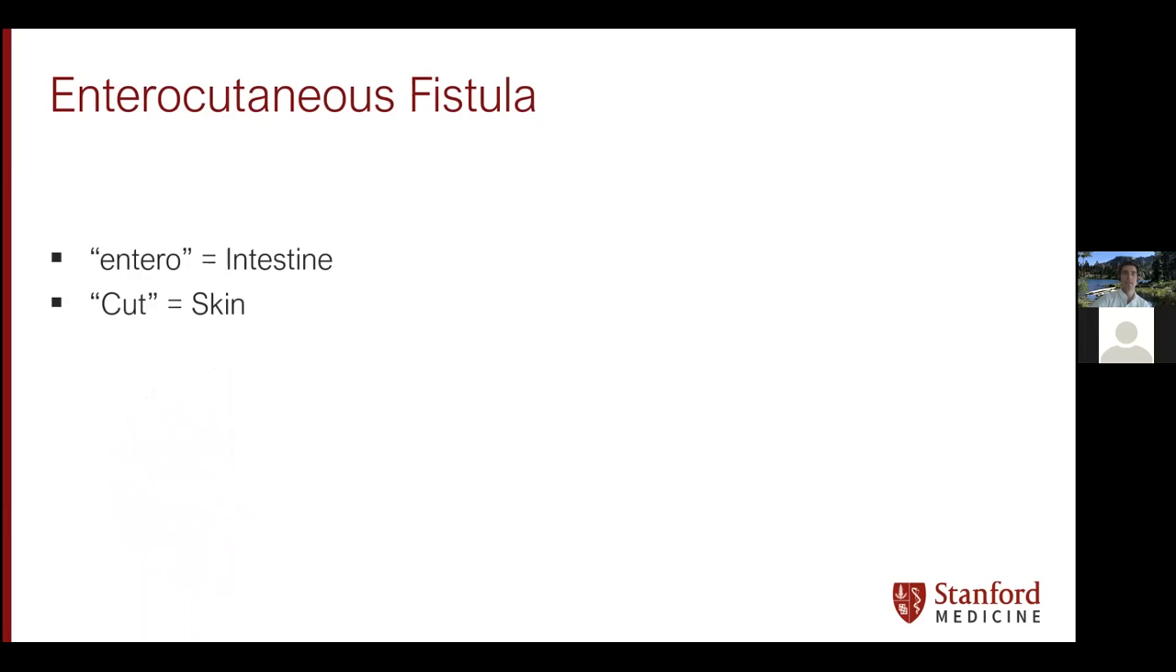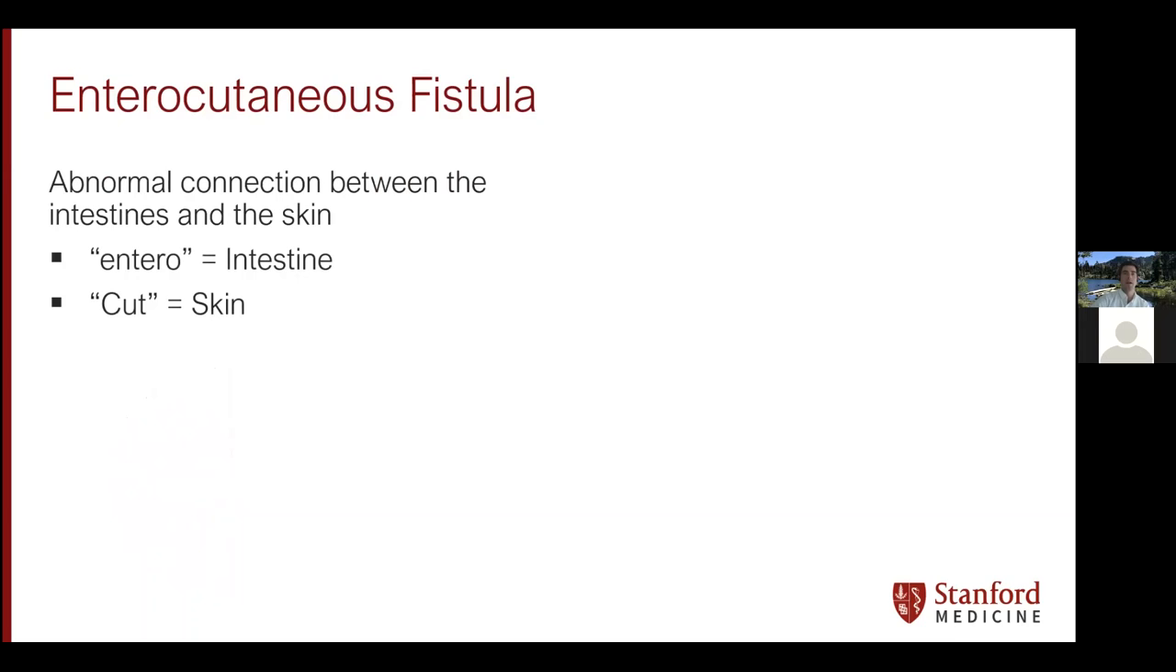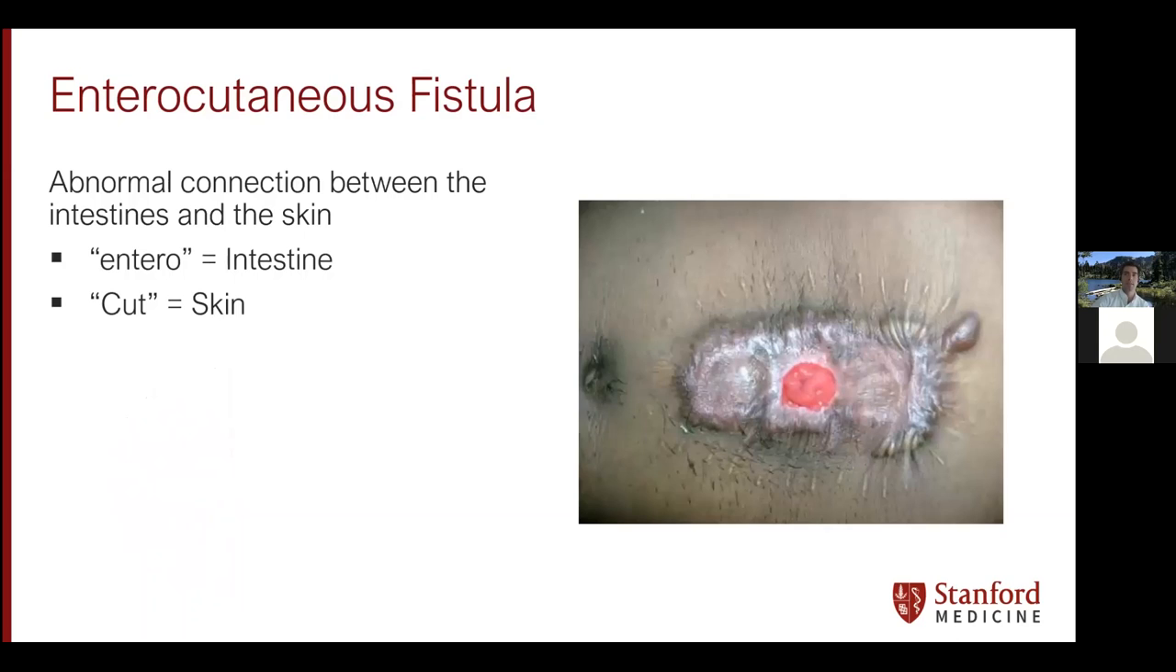Yeah, so that's exactly right. So entero is intestine, cutaneous is skin, so it's two roots. And it's an abnormal connection between the intestines and the skin. So there are a number of conditions that cause this. Most frequently you see it in surgeries, where unfortunately the surgery, for whatever reason, causes inflammation, and then the bowel ultimately creeps out and causes a tract between the skin and the bowel. You can also see it in conditions like Crohn's disease, where there's so much inflammation in the bowel that it eats through those layers and causes an abnormal connection between the bowel and the skin. So that's a common way that Crohn's patients will present.